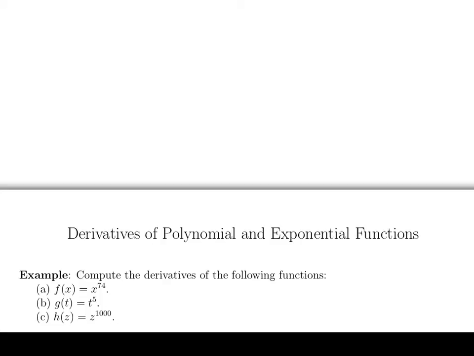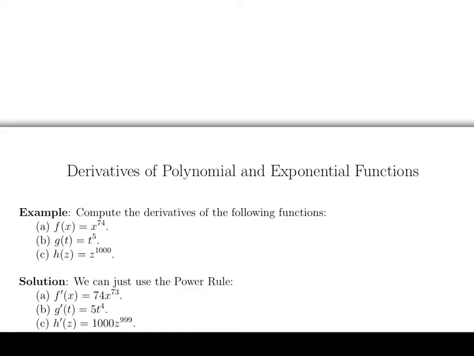f of x equals x to the 74, g of t equals t to the 5, and h of z equals z to the 1000. This is actually not a very difficult problem. We can just use the power rule. So remember that the power rule said that the derivative of x to the n was equal to n times x to the n minus 1. So you bring that exponent down in front, and then you change the exponent to be one smaller. Now this was good for positive integers, is what we had said.